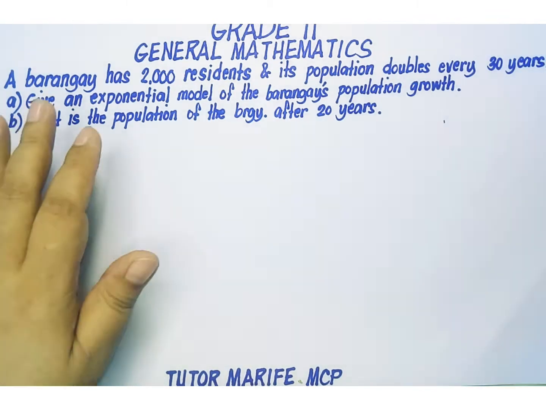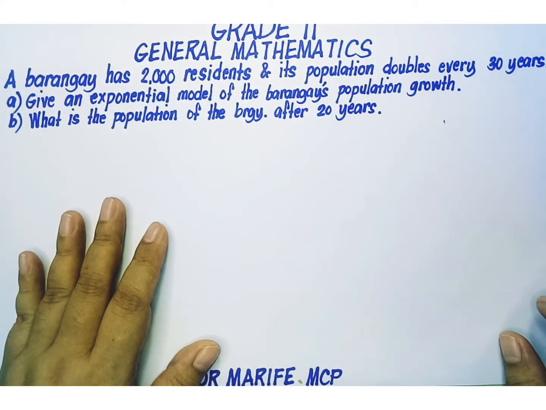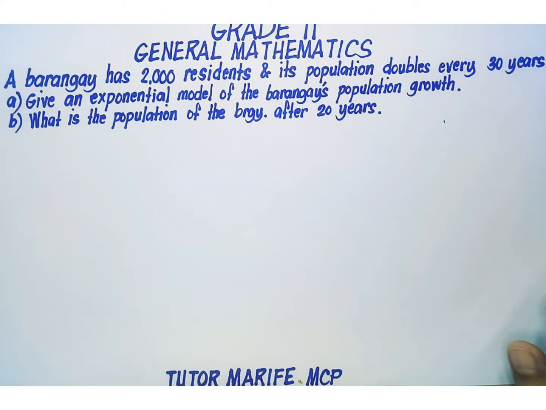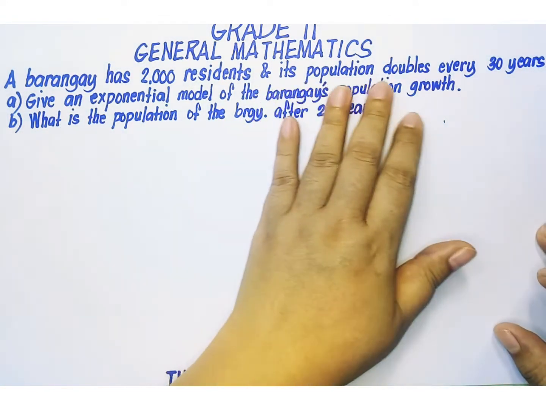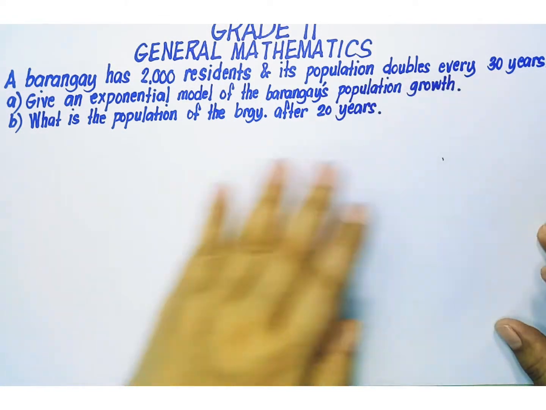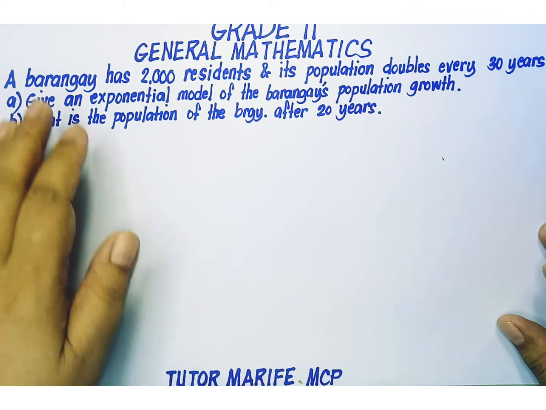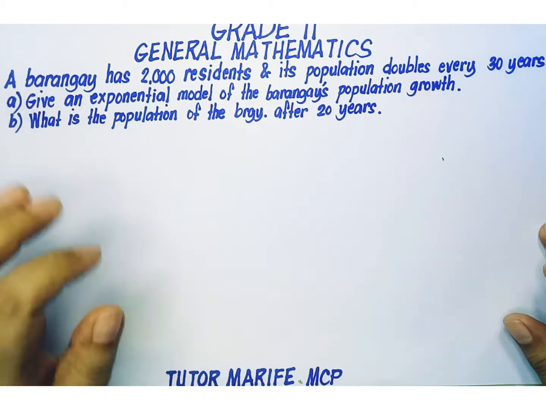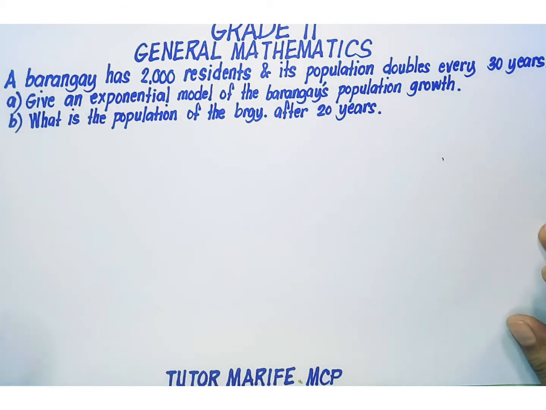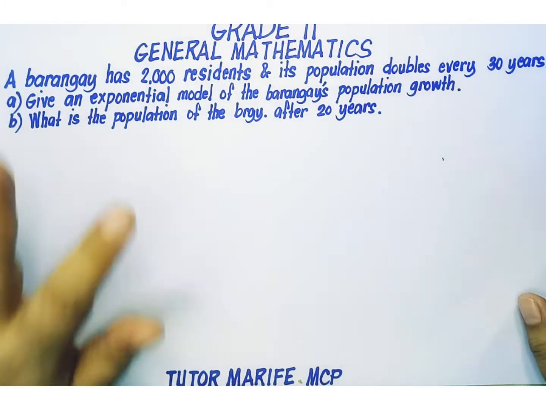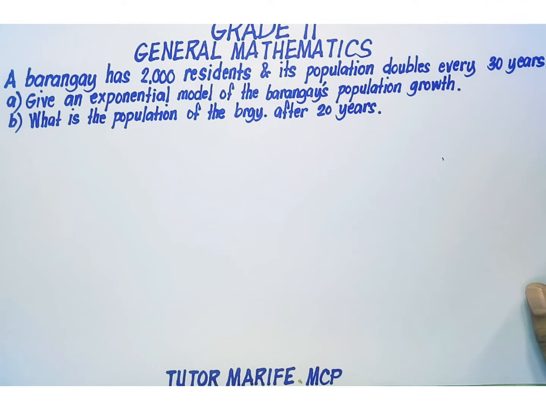Okay, so here's our problem. A barangay has 2,000 residents and its population doubles every 30 years. Ito yung mga required. A, give an exponential model of the barangay's population growth. B, what is the population of the barangay after 20 years?